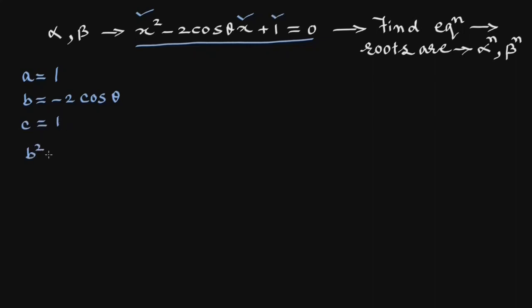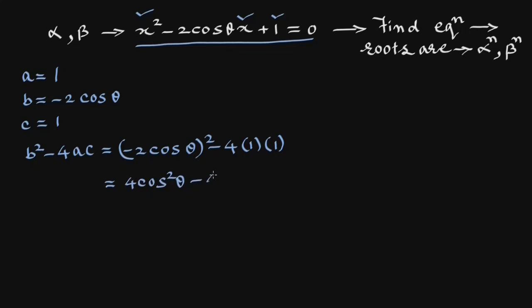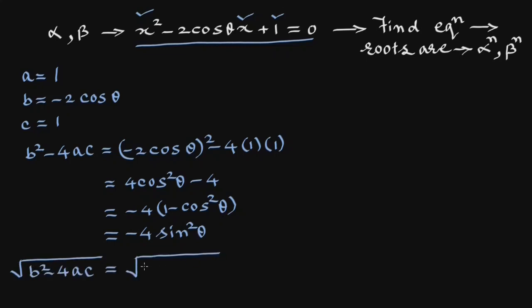We find b square minus 4ac, which will be minus 2 cos theta whole square minus 4 into 1 into 1, which will be 4 cos square theta minus 4, which is minus 4 into 1 minus cos square theta. Putting sin square theta for 1 minus cos square theta, it will be minus 4 sin square theta. So square root of b square minus 4ac will be square root of minus 4 sin square theta, which will be plus minus i 2 sin theta.